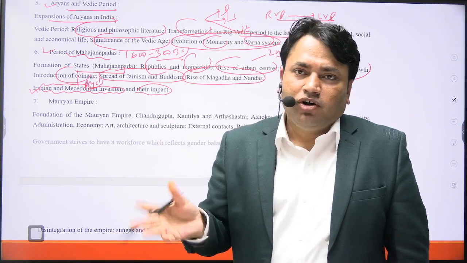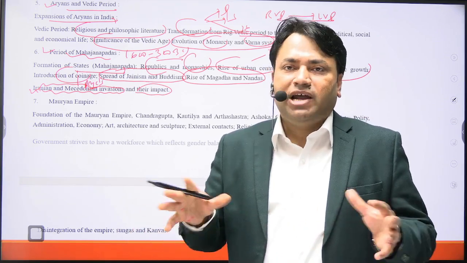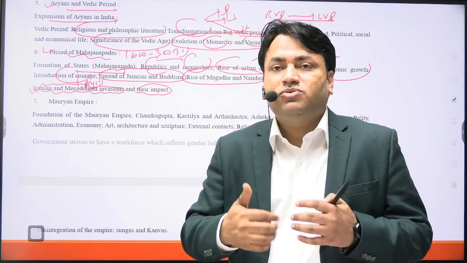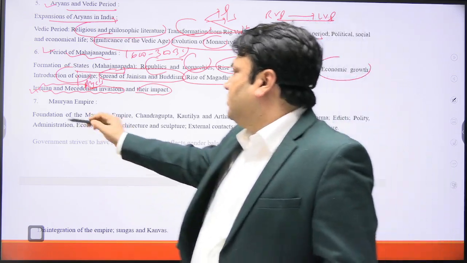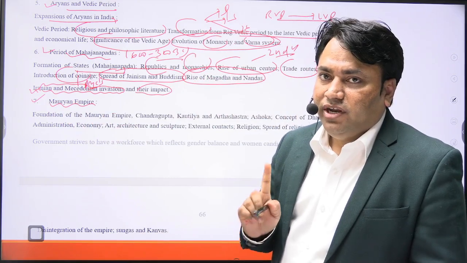Okay, so for the optional paper, we need some upgradation, we need some additions. This will be done during the discussions in our classroom program. And the next chapter is Mauryan Empire, that is chapter number 7. What you need to study in Mauryan Empire?